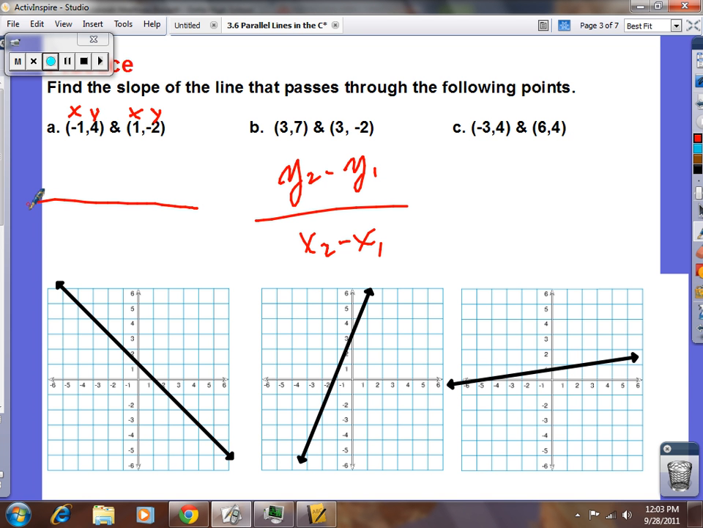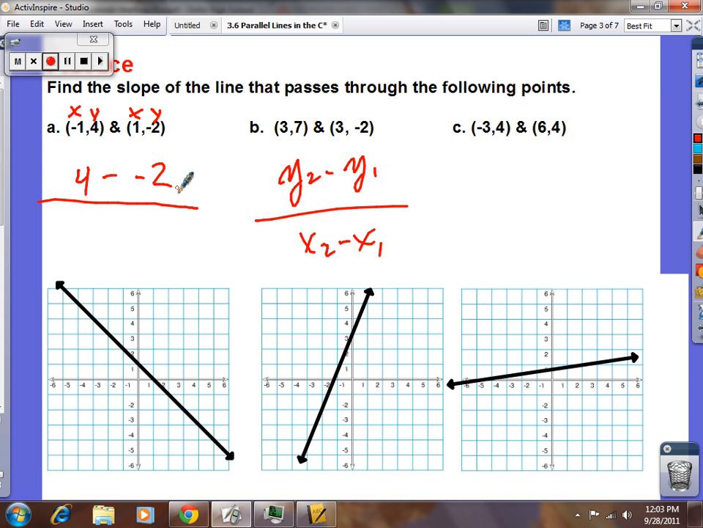So give me a y. Which y do you want to use? Do you want to use the 4 or the minus 2? Okay, it does not matter. If we use the 4 first, you're going to get the exact same answer as if you had used the minus 2 first. So the order does not matter. But it has to be subtract. So put minus. It's going to be y minus the other y, which is negative 2.